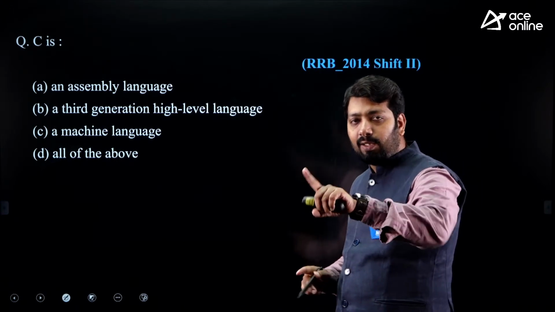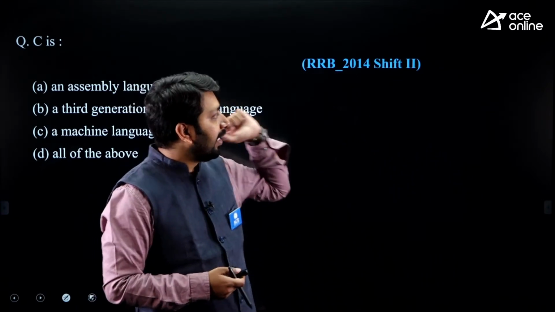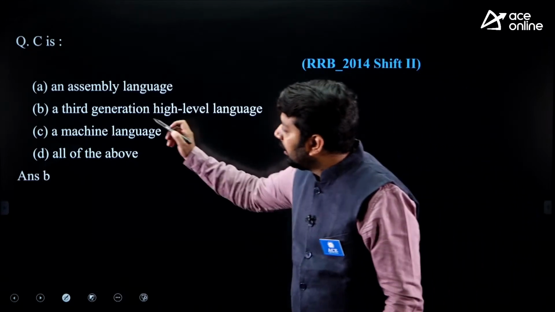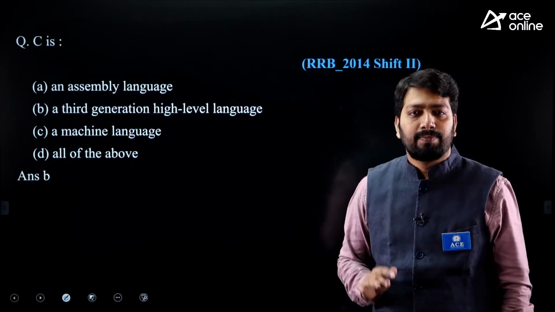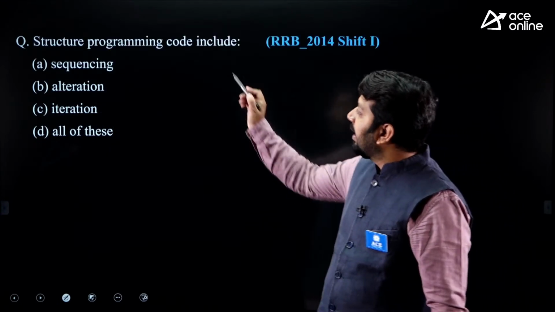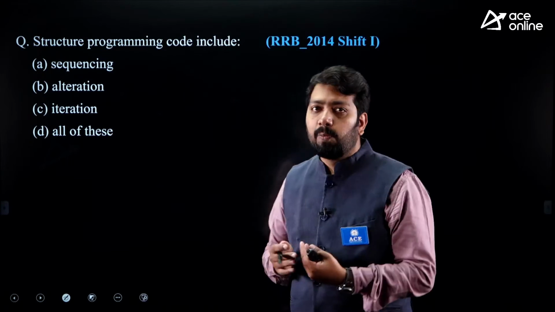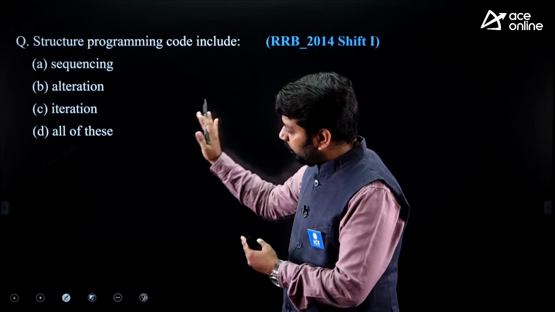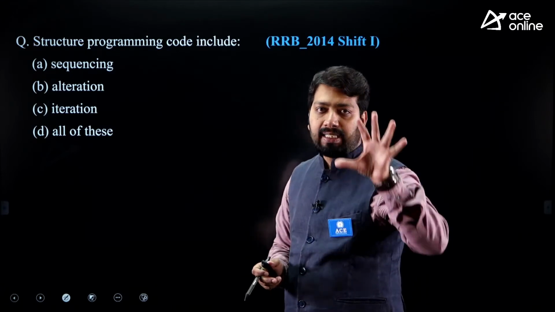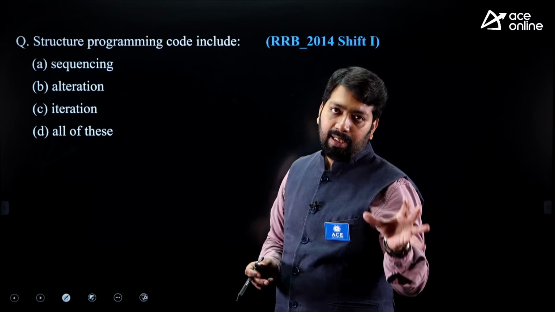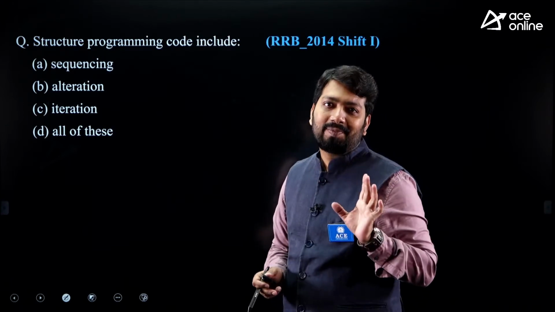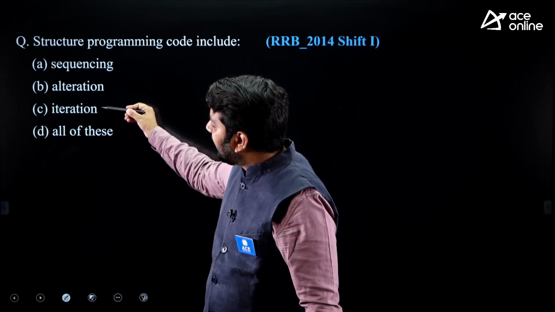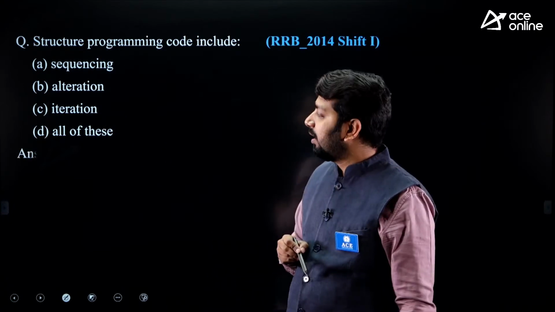We just studied the concept and you can see this question again comes in 2014. So we can answer that. Answer is B, it is a third generation high level language. Got it? Okay. Structure programming code include. Now you might be thinking, sir, I don't know structure programming code. Don't worry. We solve one question. After that, we will study the concept. Then we will take another question based on the same concept. Sequencing, iteration or all of these. Answer is all of these.